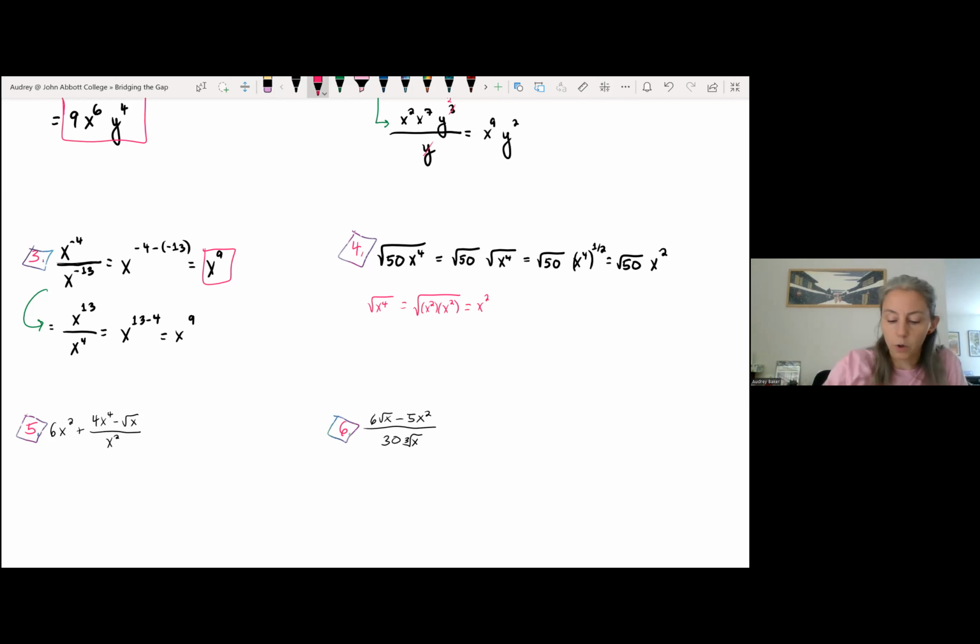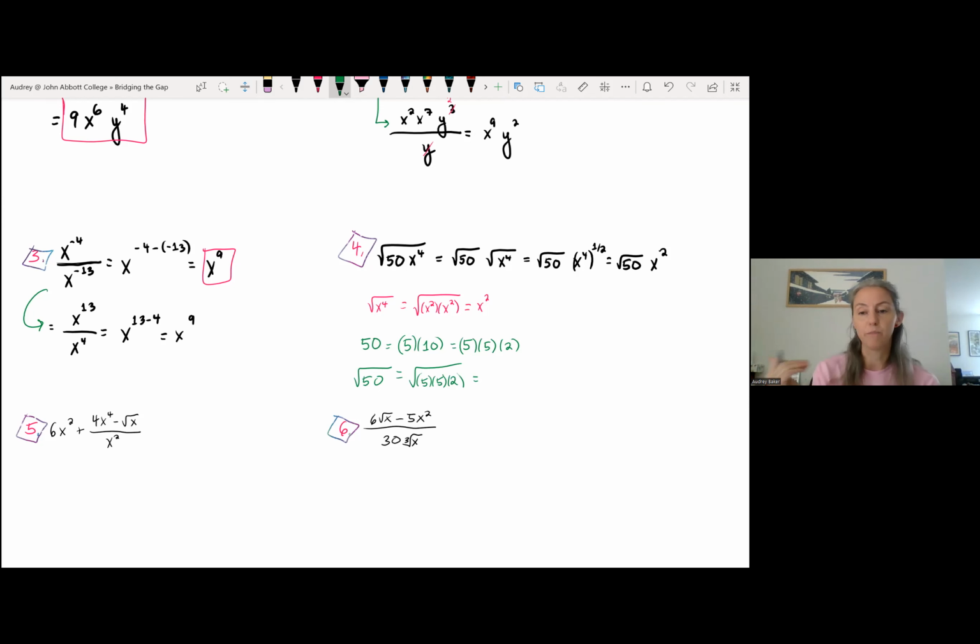Now, we're going to simplify this a little bit further by thinking about that 50 as well. So I'm just going to think about 50 in terms of its prime factors. 50 is equal to 5 times 10, but 10 is equal to 5 times 2. So the square root of 50 is equal to the square root of 5 times 5 times 2. But as we mentioned, we can distribute roots inside multiplication. So we get the square root of 5 times 5 times the square root of 2.